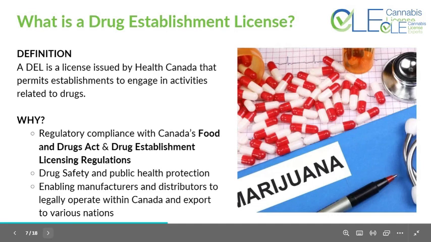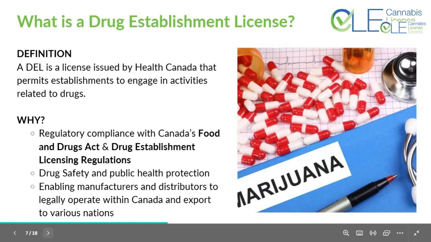So let's actually look at what a drug establishment license is. It's a license that's issued by Health Canada, like all the other licenses that you hold, and it will allow you to engage in activities that are related to the classification of drugs. So what this applies to for us is drugs containing cannabis or cannabis-containing drugs.